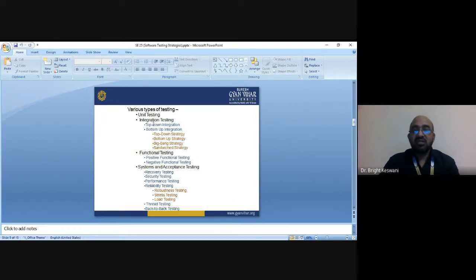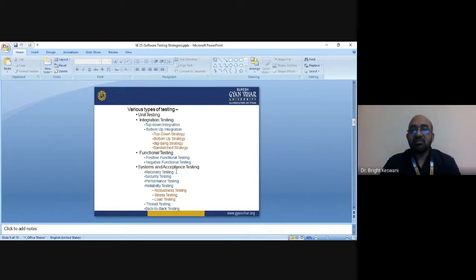There are various other testing strategies and methods suggested by various scientists like Pressman and Basili. Integration testing has two types: top-down integration and bottom-up integration. The integration strategies are further divided into four categories: top-down strategy, bottom-up strategy, Big Bang strategy, and sandwich strategy. And functional testing is also divided into two types: positive functional testing and negative functional testing.